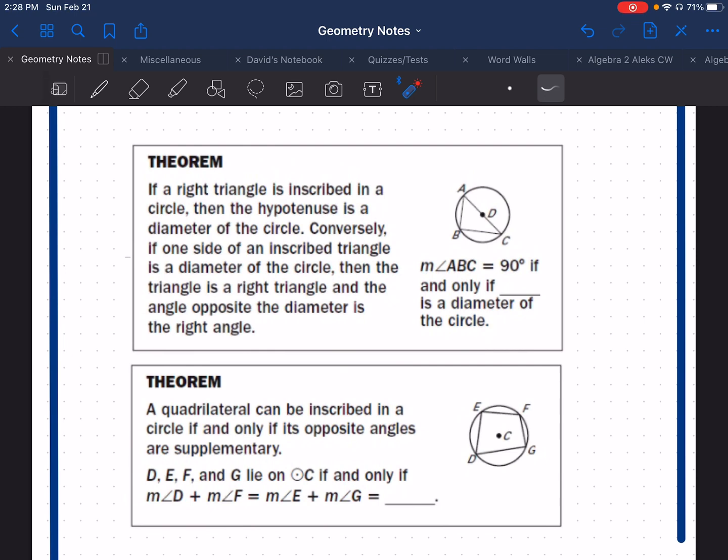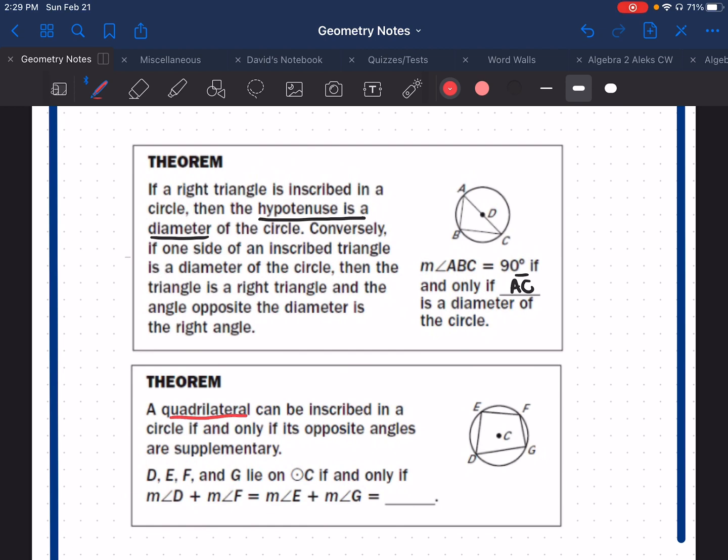So take a look at my picture here. The measure of angle ABC is 90 degrees if and only if AC is the diameter of my circle. Okay, only if AC is my diameter do I end up having a right triangle. So basically what this one is letting me know is that my hypotenuse is a diameter if I have a right triangle. Okay?